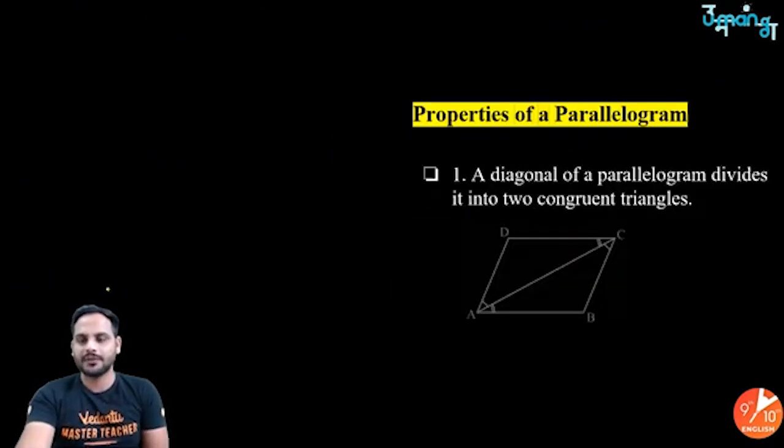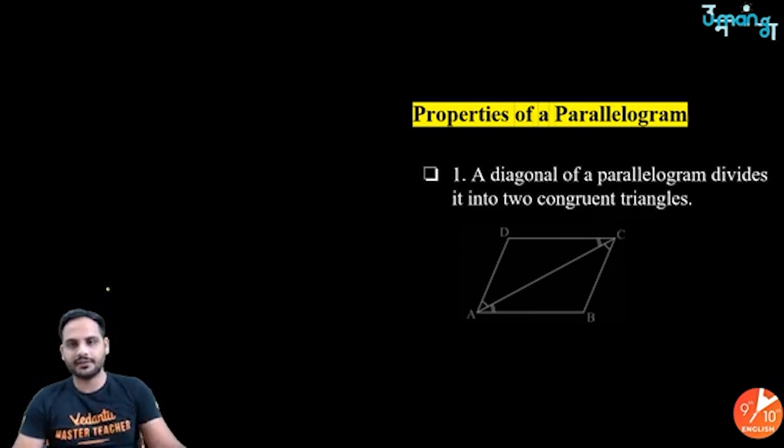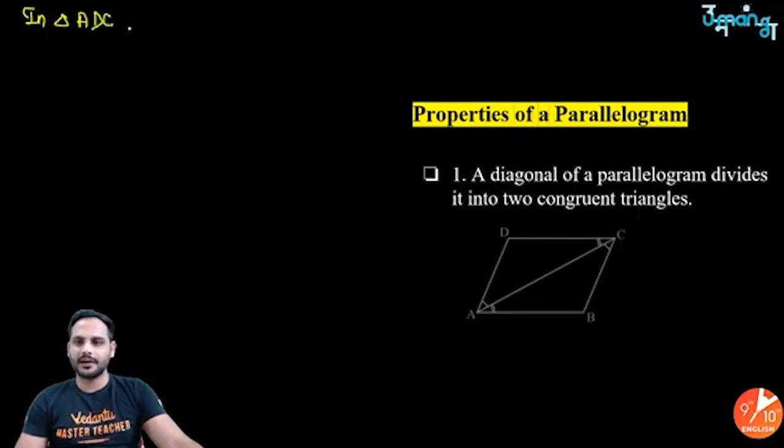Okay, chalo. Ab dekho properties of parallelogram. So properties of parallelogram kya bolta hai beta? A diagonal of a parallelogram divides it into two congruent triangles. The diagonal of a parallelogram will divide it into two congruent triangles. Obviously, you can prove that ki dekho, in triangle ADC and triangle CBA.